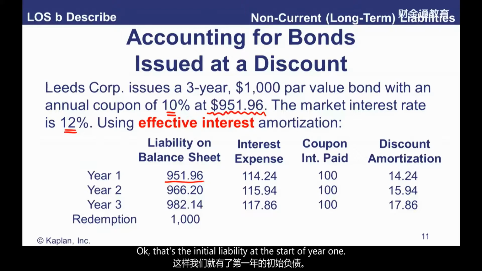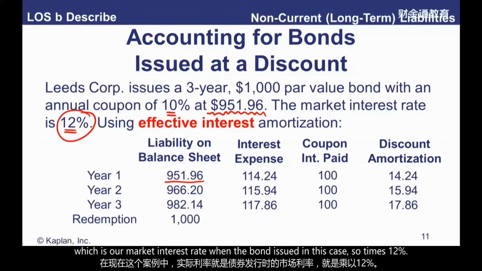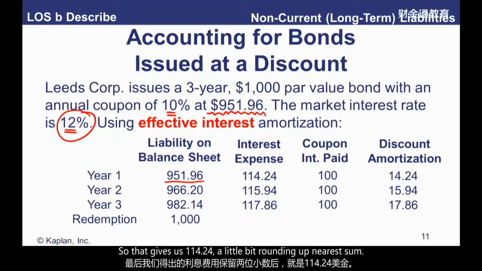Okay, so that's the initial liability at the start of year one. We then work out our interest expense. Our interest expense is going to be the opening liability, 951.96, times the effective interest rate, which is our market interest rate when the bond was issued in this case, so times 12%, and that gives us 114.24 with a little bit of rounding up to the nearest cent.